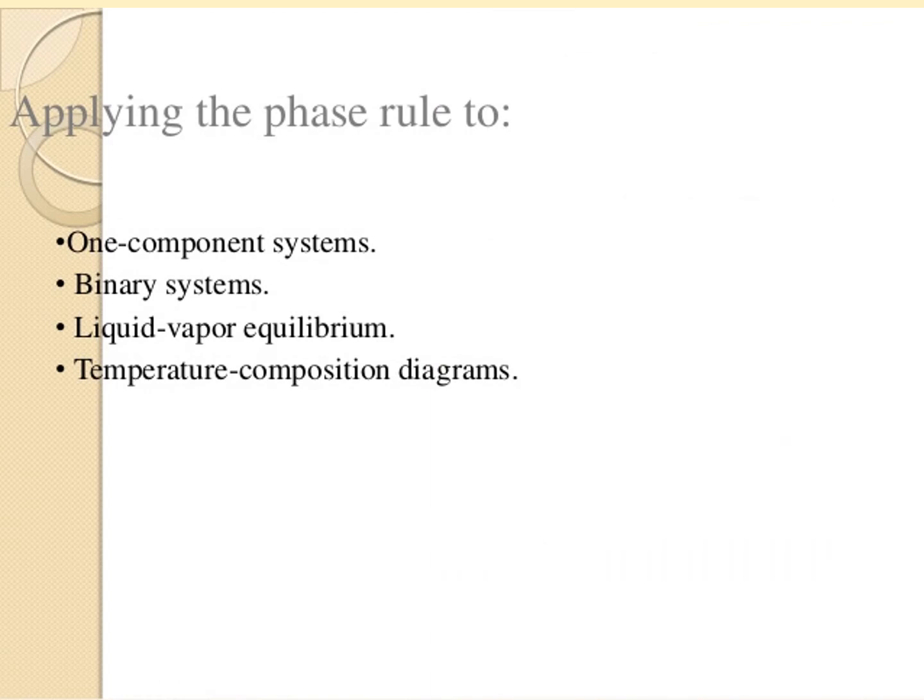So, phase rule is applied to one-component systems, binary systems, liquid-vapor equilibrium systems and temperature-composition diagrams. So, phase rule is applicable to these systems. These will be explained in the next video.